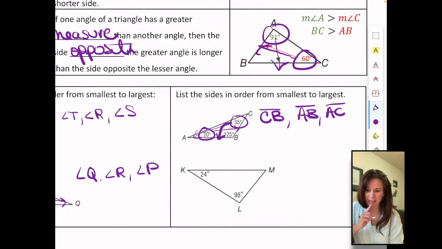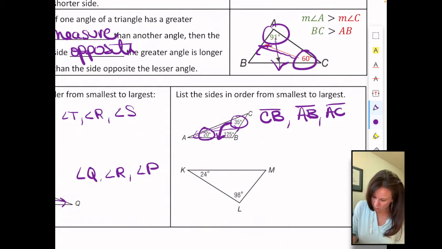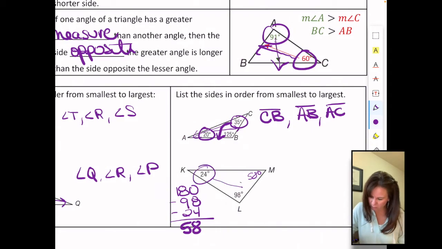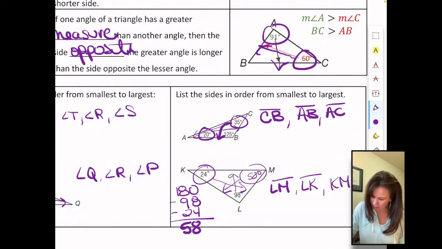Oh, we're missing an angle here. Okay, so we're going to have to figure out the measure of this final angle. Well, we know that we've got 180 and we have to subtract 98 and we have to subtract 24. So let's see, what's 180 minus 98 minus 24? That's 58. So we can put that in here, 58 degrees. And now we do the same thing. We find the smallest one, look across. So that's LM. The next smallest is 58. So LK. And then across from 98 is KM.